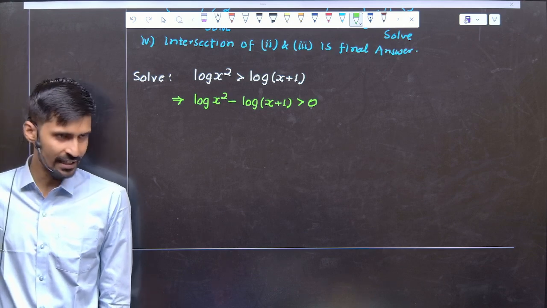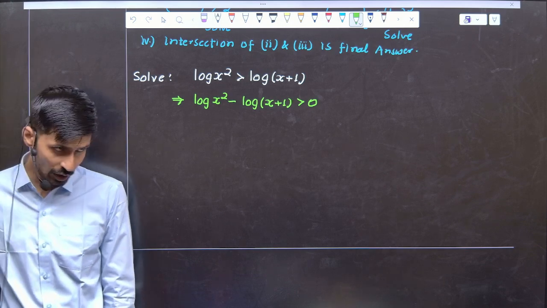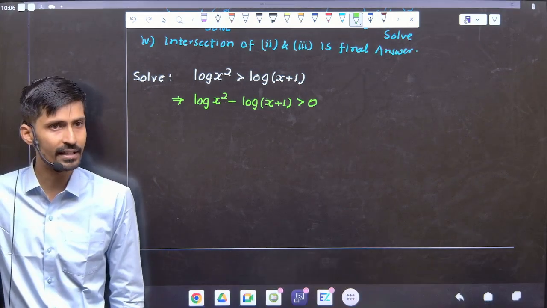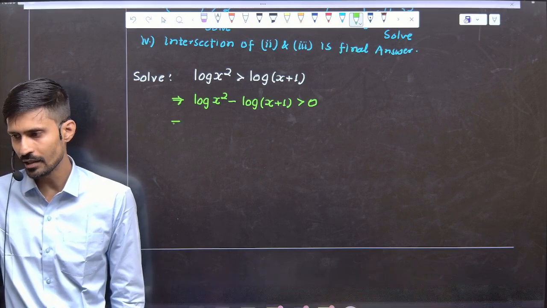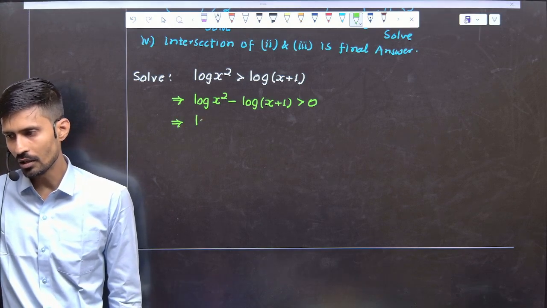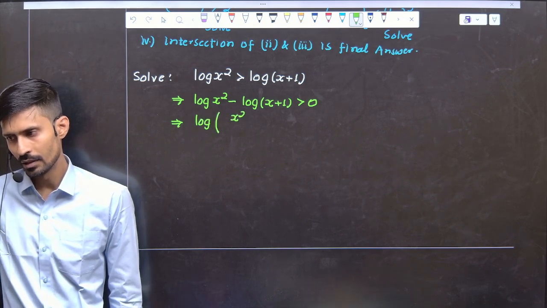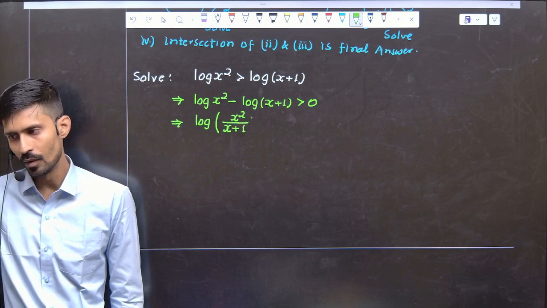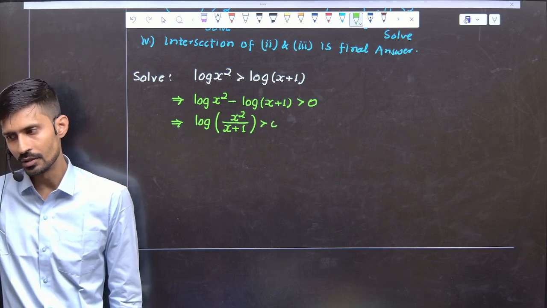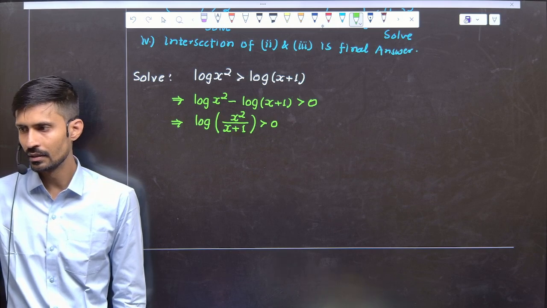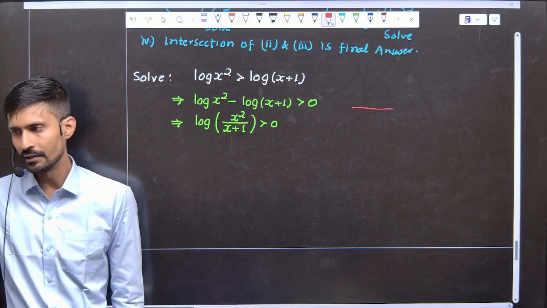That side the number k is there, but on this side a single log is not present. So can you see what is log a minus log b? Log a by b. So x square by x plus 1 greater than 0. Yes? Now we'll find the domain.